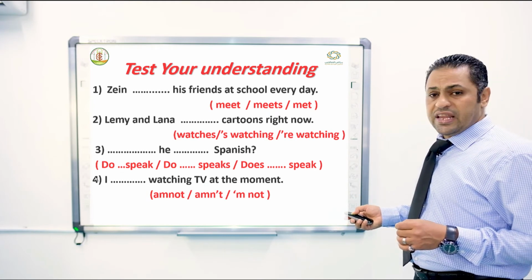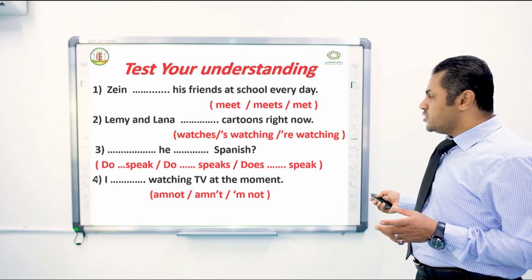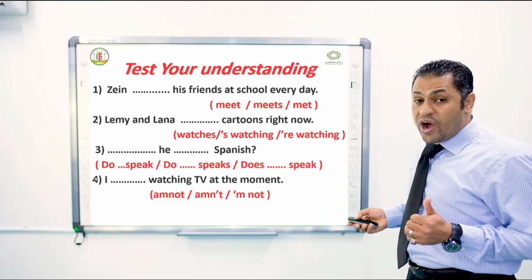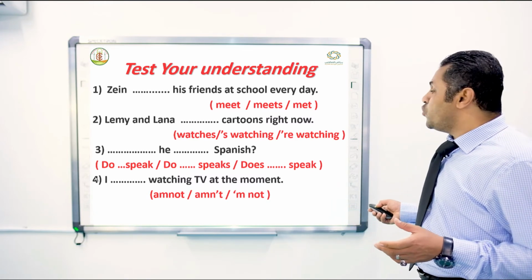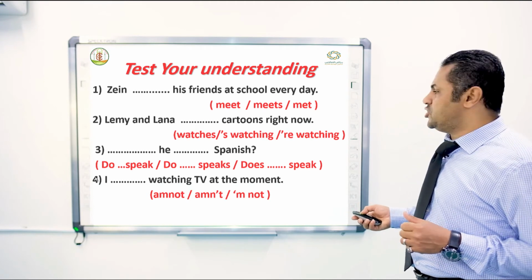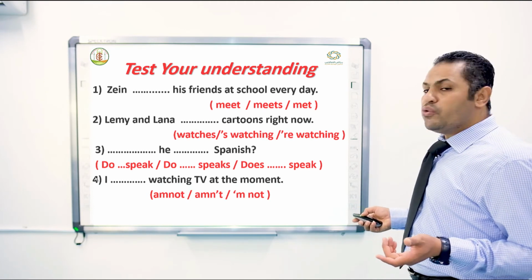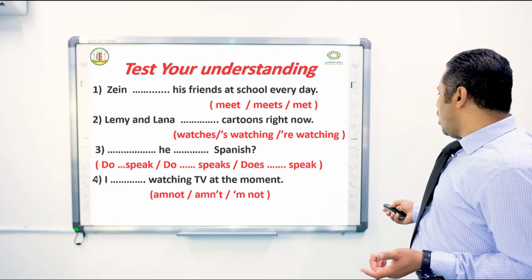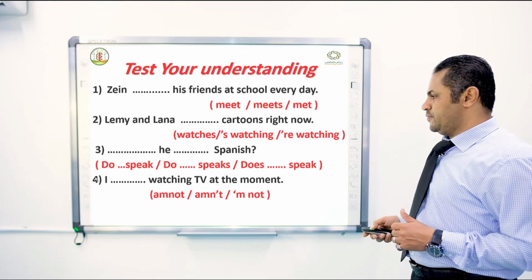Number two, Lemmy and Lana blank cartoons right now. The phrase right now expresses what? Yes, that's right. Present progressive. So we need the verb to be in the present followed by the verb with ing. Lemmy and Lana are plural. Yes. So we need are. Are watching. The answer is are watching.